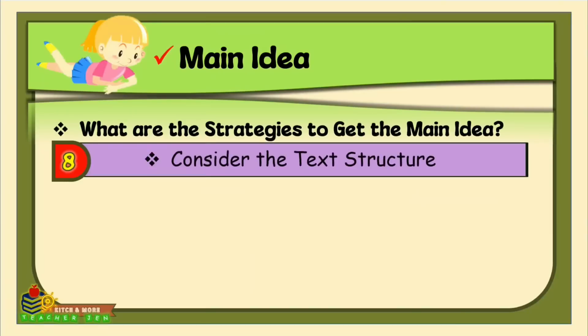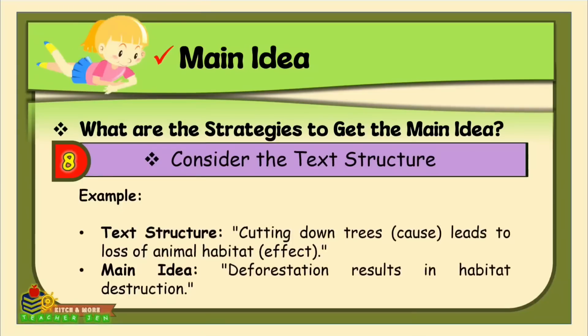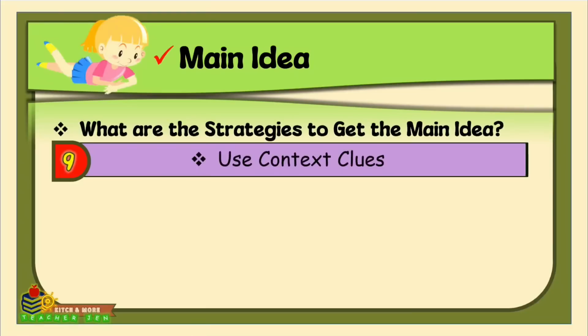Number 8 is consider the text structure. The text structure, for example, is cutting down trees is the cause, which leads to loss of animal habitat, which is the effect. So the main idea here is telling us that deforestation results in habitat destruction, by just considering the text structure.